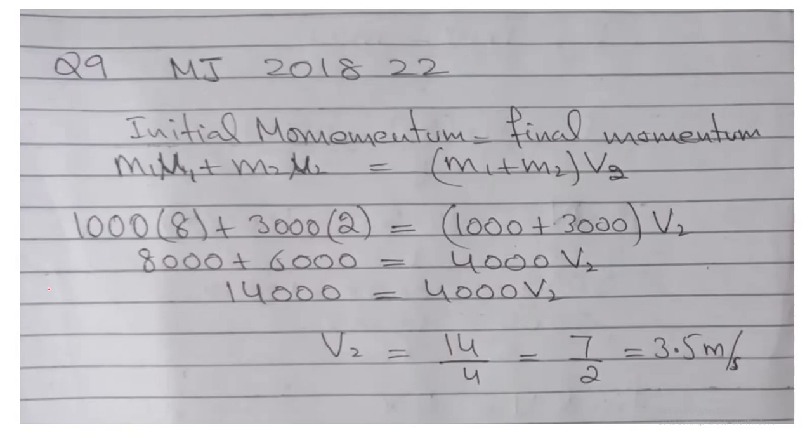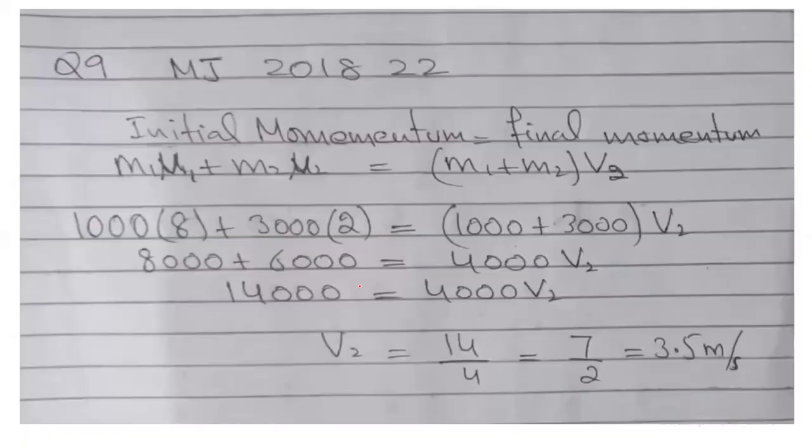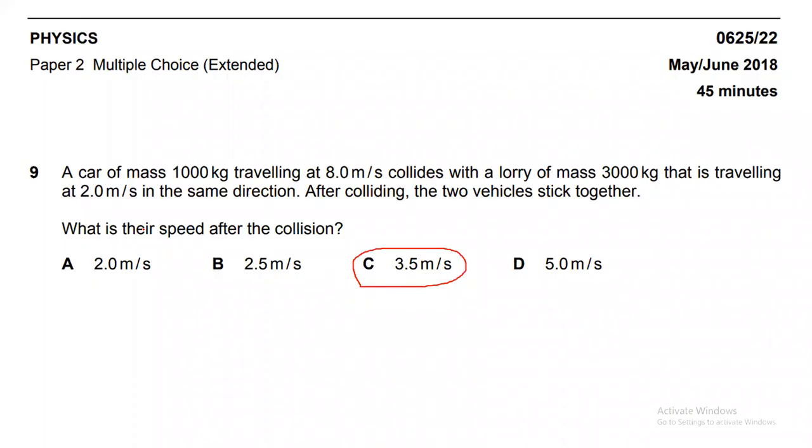V2 is the question. So you will have 8000 plus 6000 equals 4000 V2, and you will have 14,000 equals 4,000 V2. So V2 will be equal to 14 divided by 4, and that will be 3.5 meter per second. So 3.5 meter per second, I think C is the right option, sir. This is the solution of that question. Question number 9, C is the option. So our answer is right.